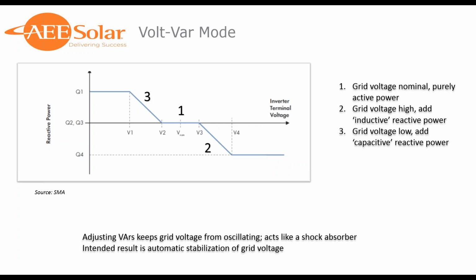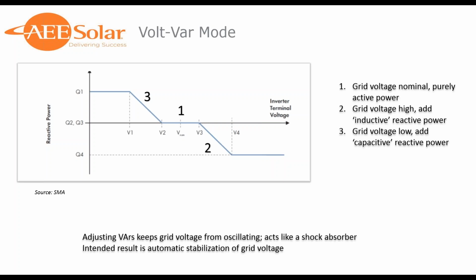What we have the ability to do now through these grid support standards is to alter the power factor that the inverter is presenting to help support the grid. So it's going to use the inverter as sort of a grid stabilizer by either adding inductive or adding capacitive reactive power. I've got here an image cribbed from SMA, and what you see here on the x-axis is the inverter terminal voltage.